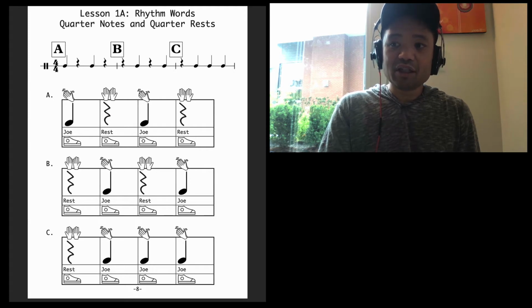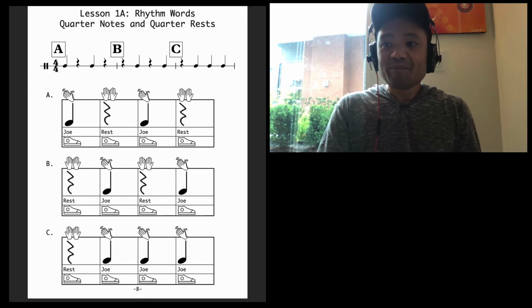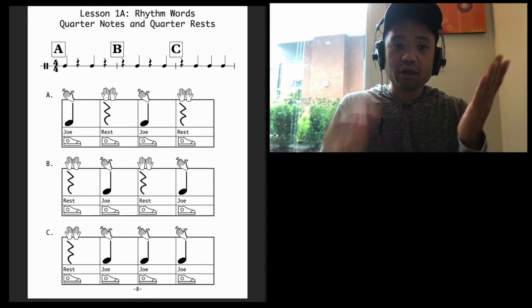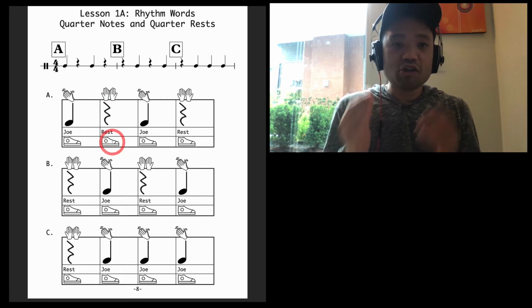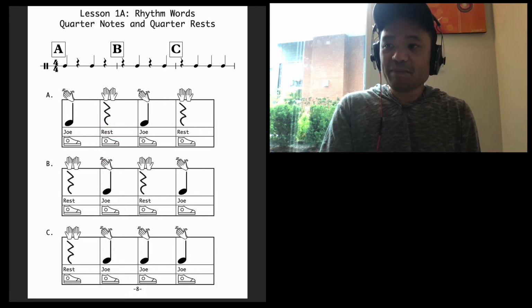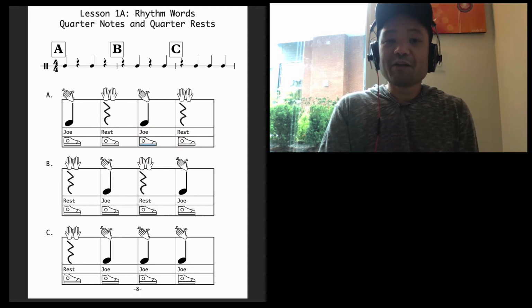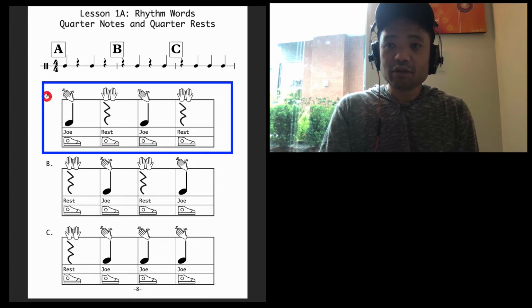you first do the bottom lines over here with the graphic notation, because it tells you that your hand, when you clap the quarter note, goes with the foot, right? When you keep your hands apart for the quarter rest, it goes with your foot, right? So it keeps everything linked up. You clap again, and it goes with your foot. So I strongly suggest you do that first. So we're going to first look at letter A.